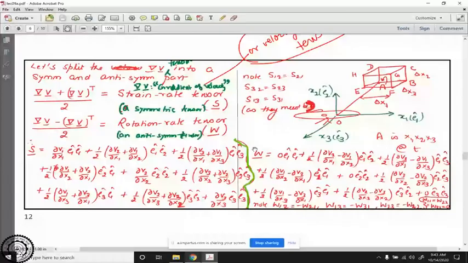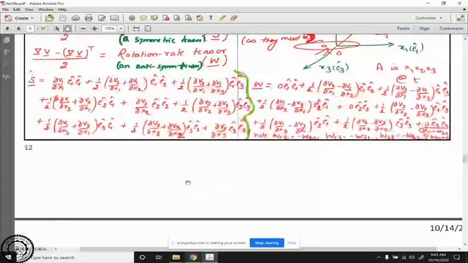We will be using these tensors very often in fluid mechanics. Almost all the time you will be talking about the strain rate tensor and the rotation rate tensor. So my idea was that at least one time I show you the full tensor here, and then we will be referring to its components later on. Okay.